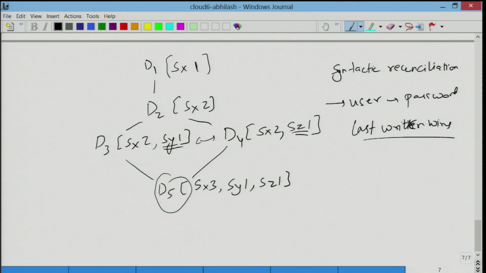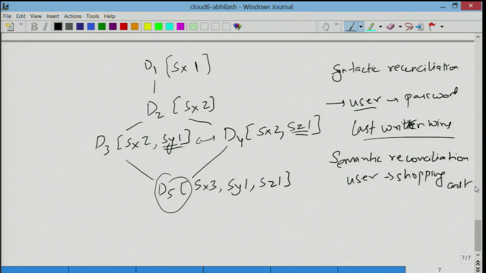The other approach is semantic reconciliation, right? So here the idea is I have the same scenario, but instead of a password I have a shopping cart. From one location maybe I add onion, from another location I add potato in my shopping cart. And when I want to merge, if I let the last writer wins, I will forget about onions, right?